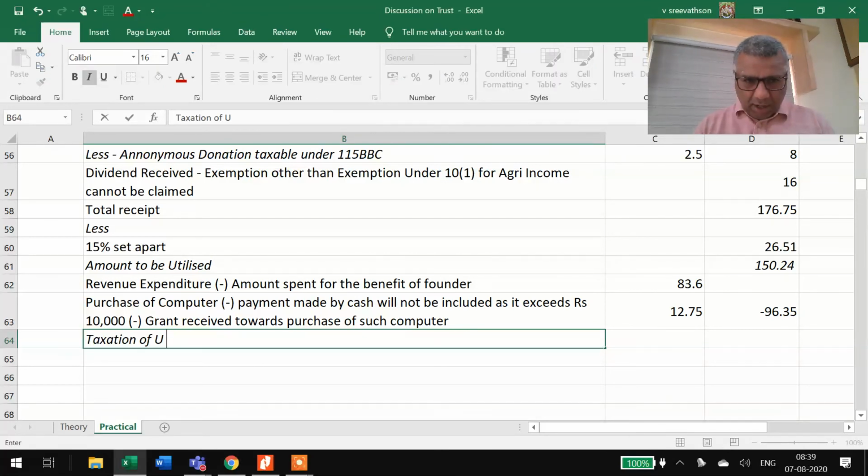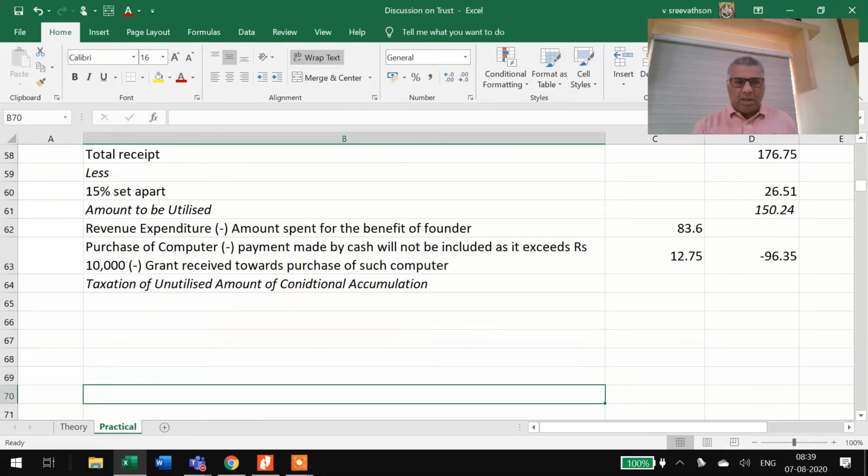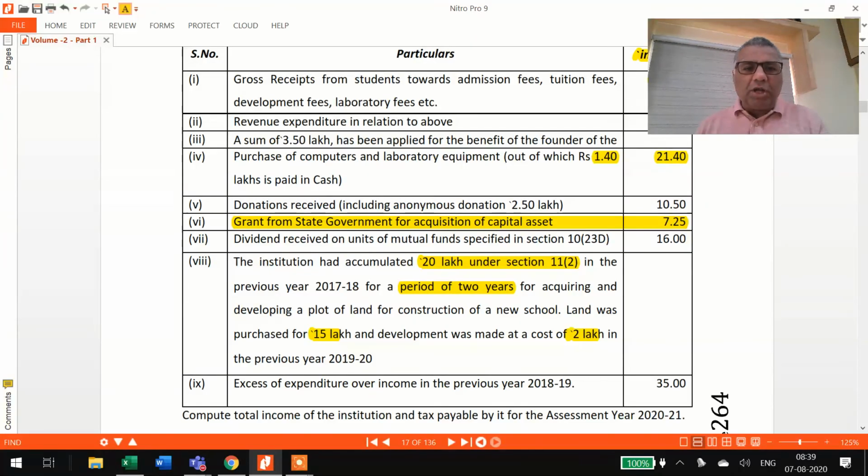Then taxation of unutilized amount of conditional accumulation.